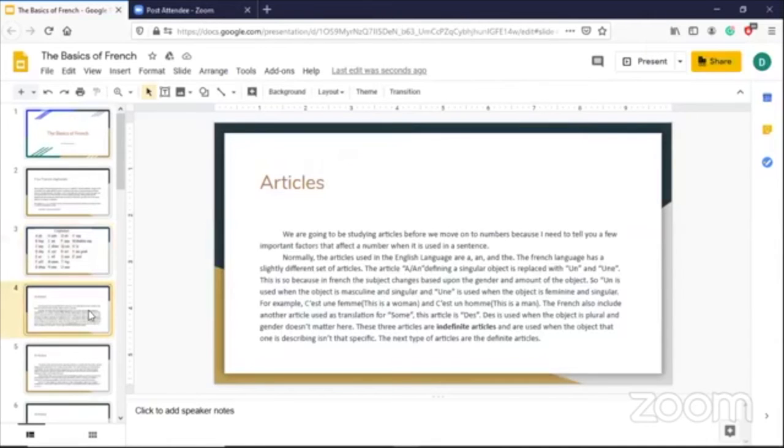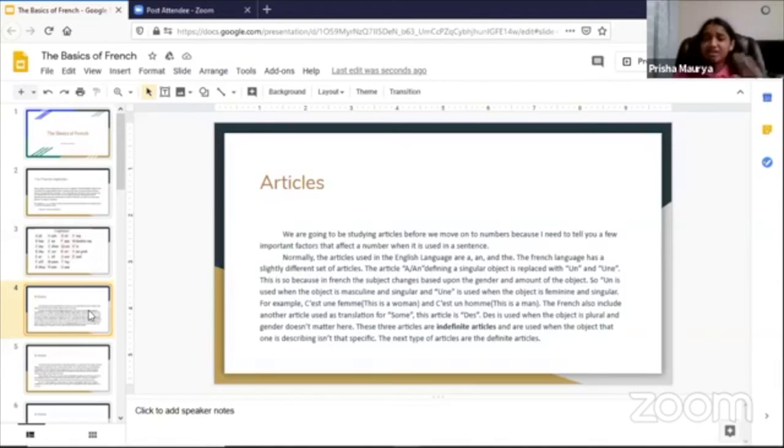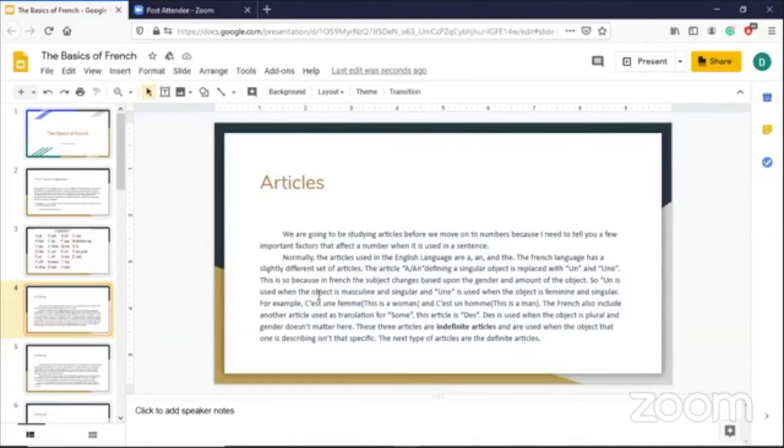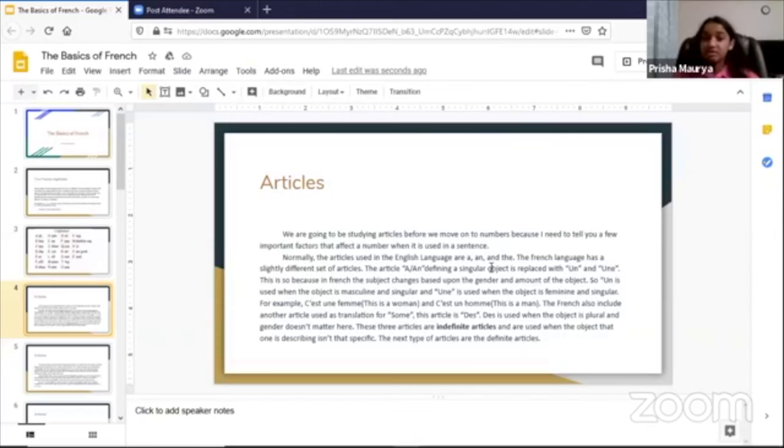The next thing that we're going to do is move on to articles. Articles, not like the whole paragraph thing. The English language has a, an, and the. Those are the articles. We're going to be studying articles before we move on to numbers, because I need to tell you a few important factors that will affect the number part when we're trying to create a sentence.